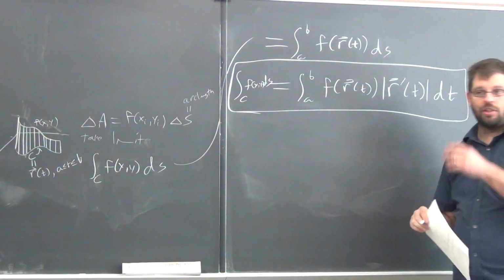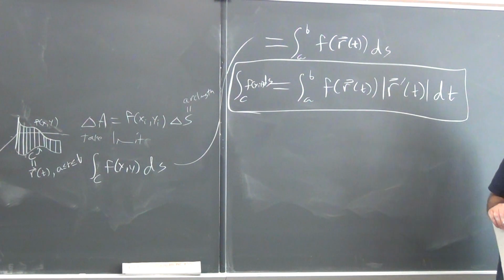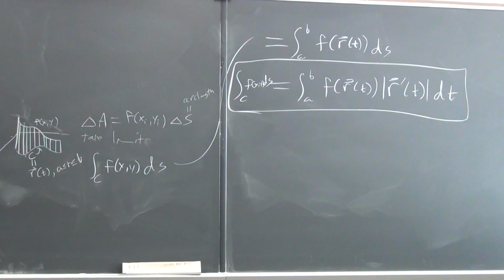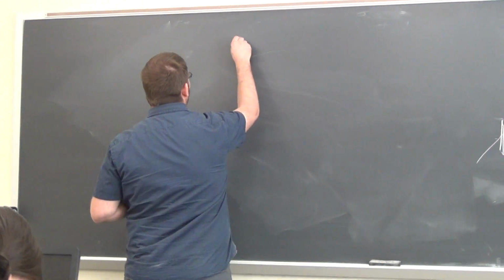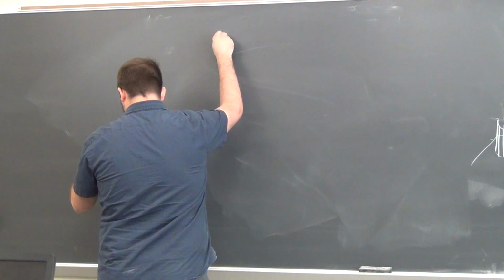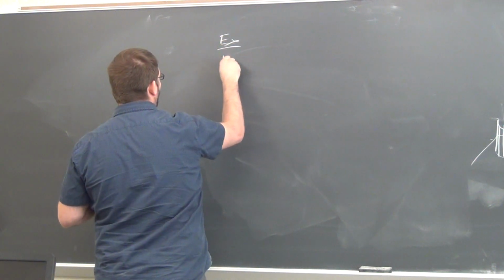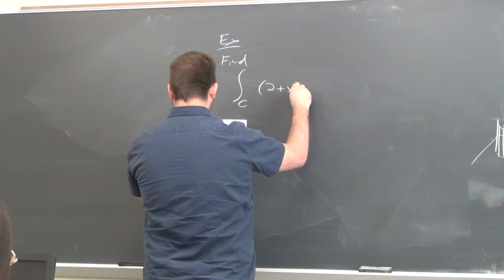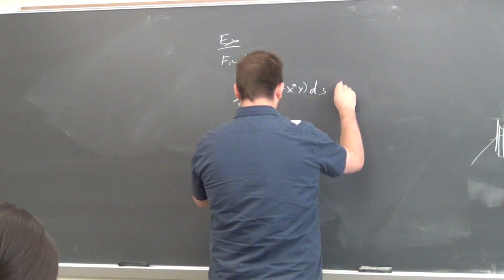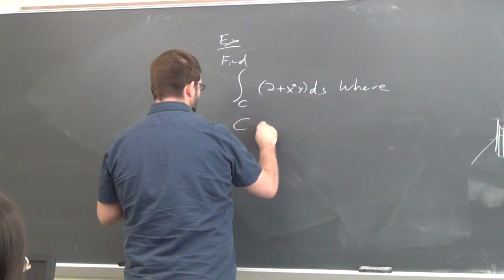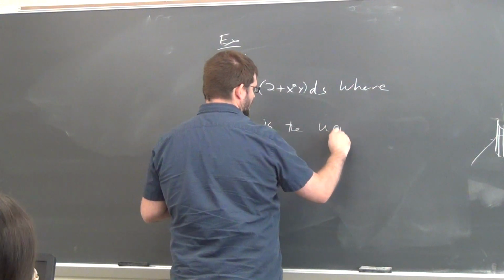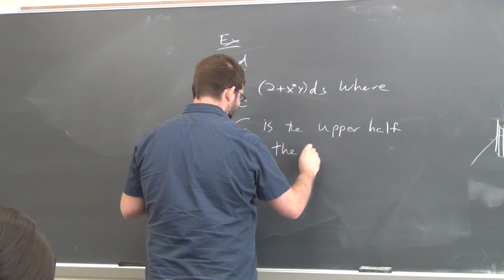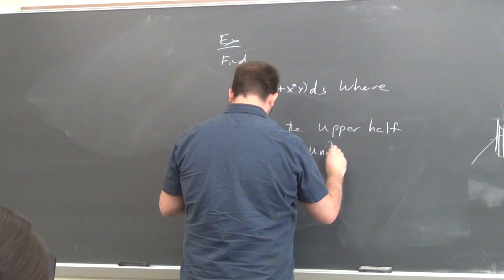The full definition is really to approximate it and then take limits, but in practice we use this as our working definition for now. So let's try an example. Find the integral over the curve of 2x plus x squared y ds, where C is the upper half of the unit circle.